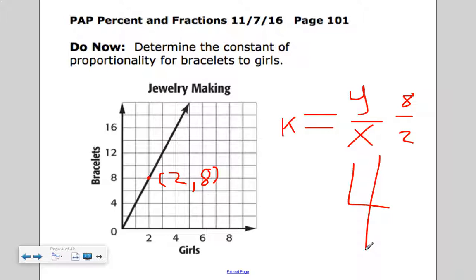What does that mean? That means I can multiply the number of girls by 4 and always know how many bracelets I need. For example, if I multiply 5 girls by 4, it'll be 20 bracelets I need. If I multiply 8 girls by 4, 32 bracelets is what I need.